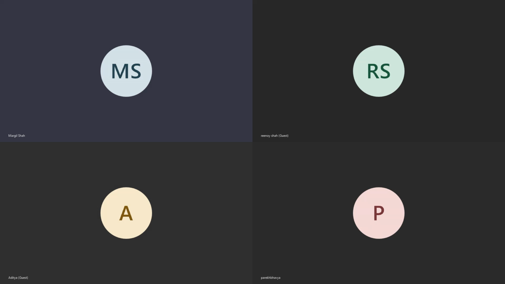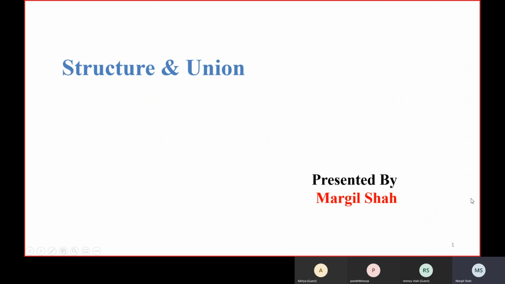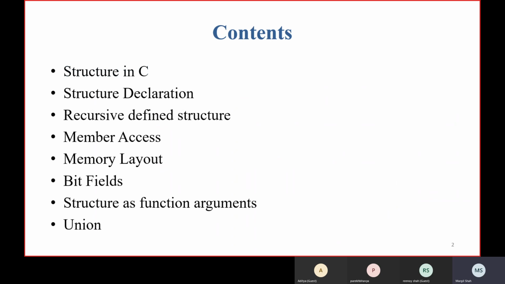Okay, so basically we have discussed pointers and functions in the last two lectures. Today we will discuss structure and union. Now, what we will cover in this: structure in C, structure declaration, recursively defined structure, member access of structure, memory layout, bit fields, structure as a function's argument, and union.